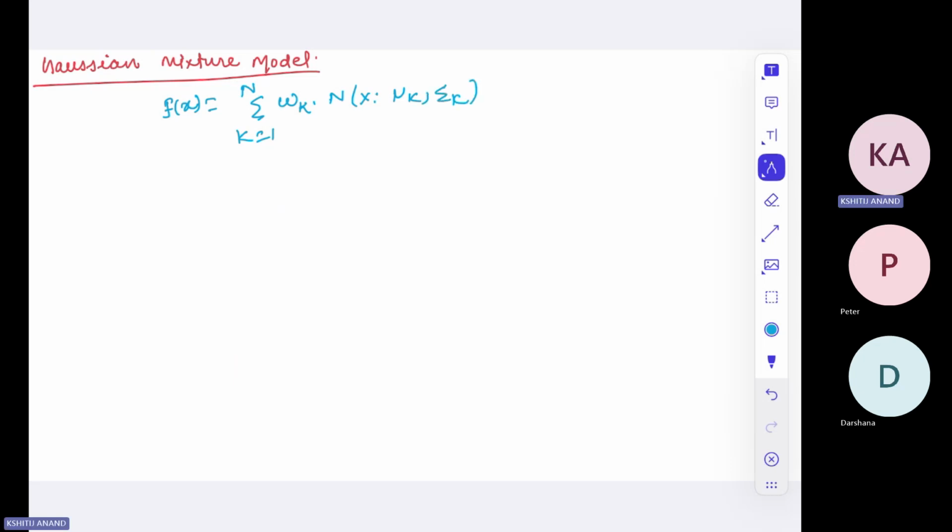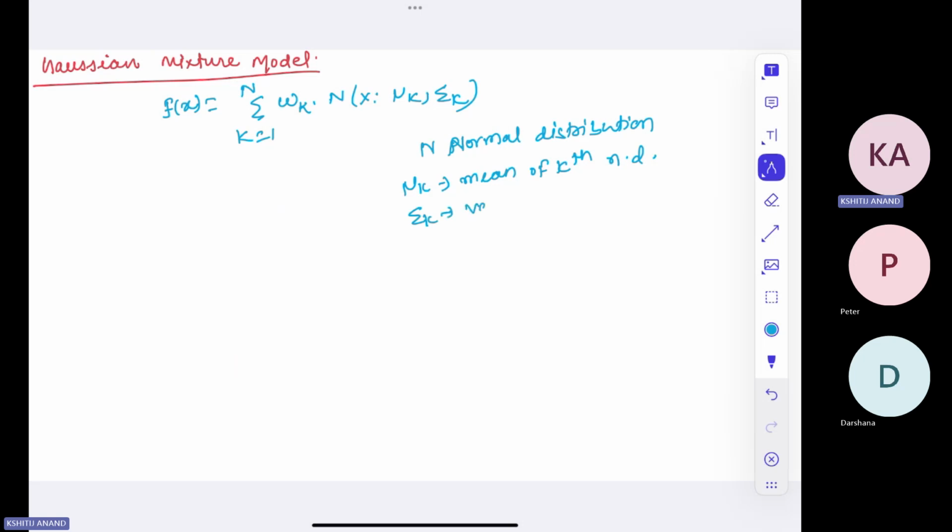Now I have written it. We have n normal distributions in total. Each normal distribution has its own mean and standard deviation. So what is mu k? Mu k is the mean of the kth normal distribution. And similarly, this is the variance-covariance matrix of the kth normal distribution. So what does the Gaussian mixture model do? It combines several normal distributions with their weights to give a new probability density function. I think that's clear so far.